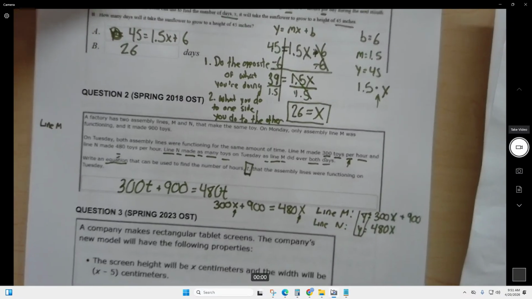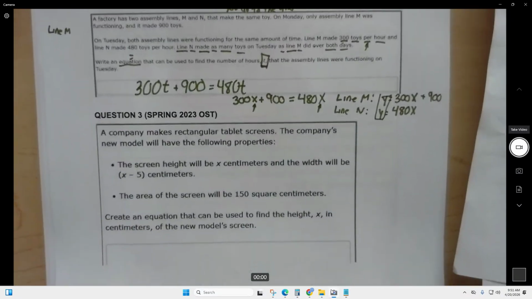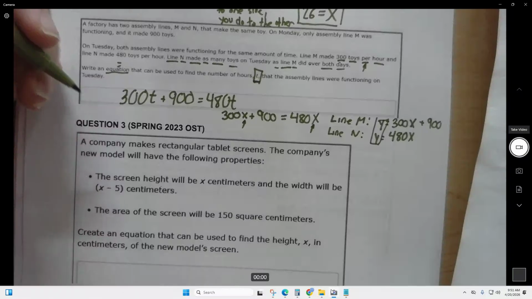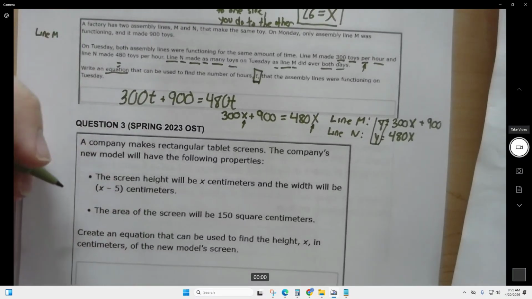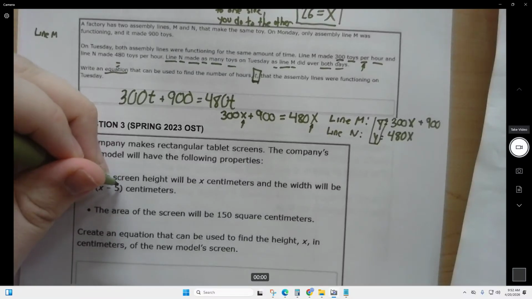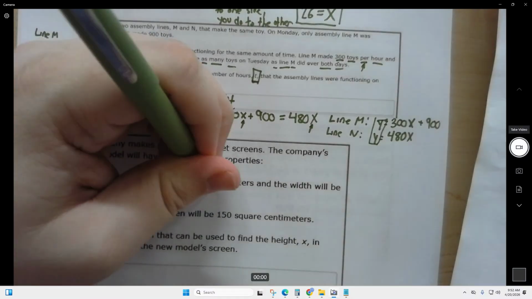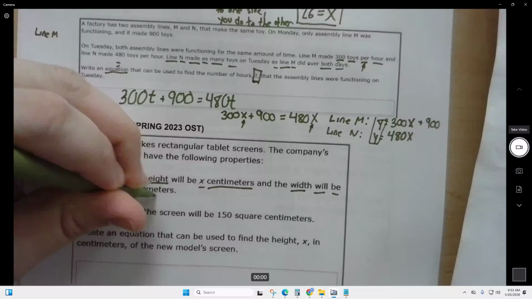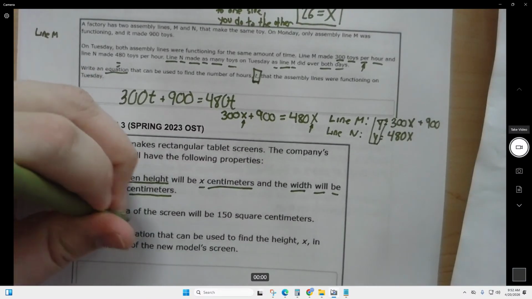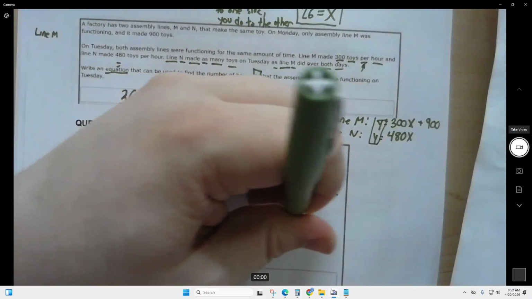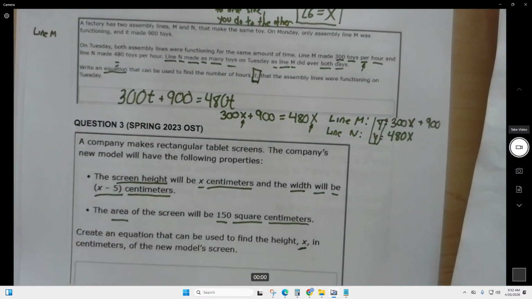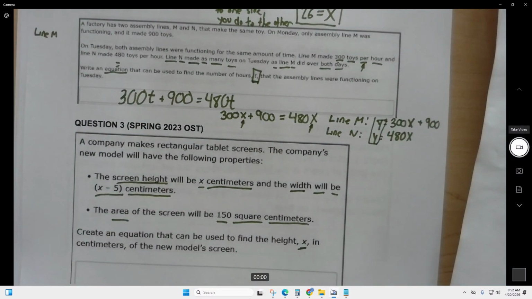All right. A company makes rectangular tablet screens. The company's new model will have the following properties. The screen height will be x centimeters, and the width will be x minus 5 centimeters. The area will be 150 square centimeters. Create an equation that can be used to find the height, x, in centimeters of the new model's screen.